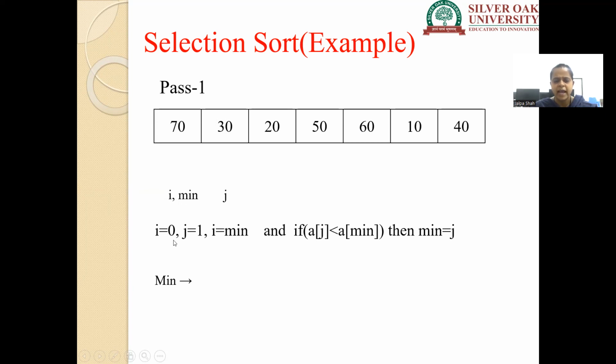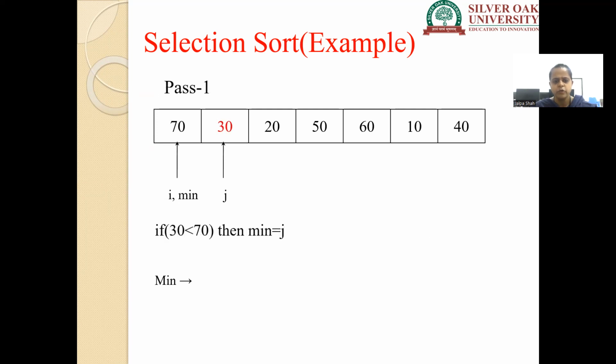First we take i equal to 0, j equal to 1, and i equals min, and we always check the condition: if a of j is less than a of min, then min equals j. Here we have assigned i and min to 70 and j to 30, so our minimum index is 0. Now we check if 30 is less than 70, then min equals j, so minimum becomes 1.